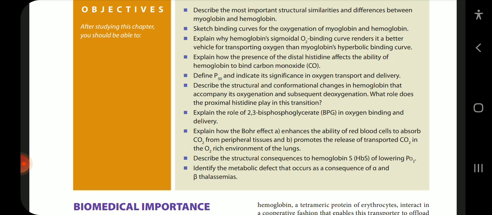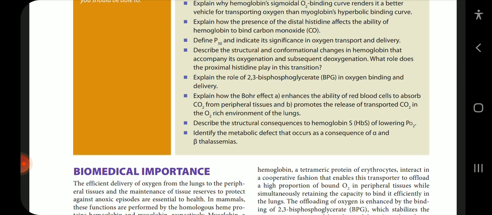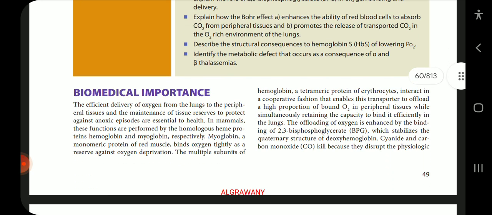describe the structural and conformational changes in hemoglobin that accompany its oxygenation and subsequent deoxygenation, what role does the proximal histidine play in this transition, explain the role of 2,3-BPG in oxygen binding and delivery, explain how the Bohr effect enhances the ability of red blood cells to absorb CO2 from peripheral tissues and promotes the release of transported CO2 in the O2-rich environment of the lungs. Describe the structural consequences to hemoglobin S, HbS, of lowering PO2 and identify the metabolic defects that occur as a consequence of alpha and beta thalassemias.